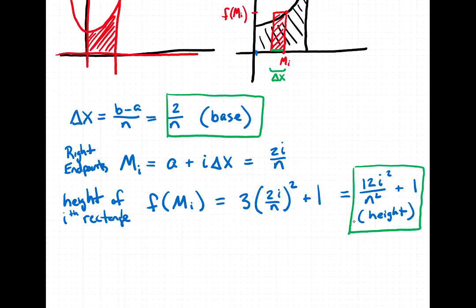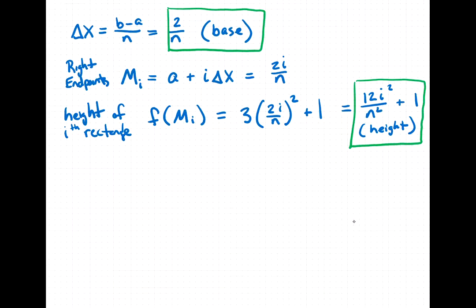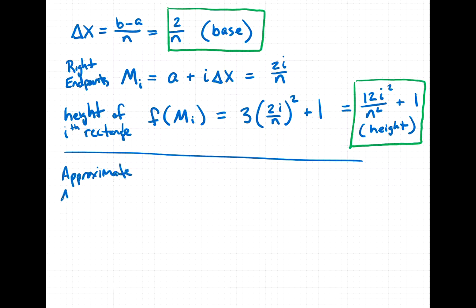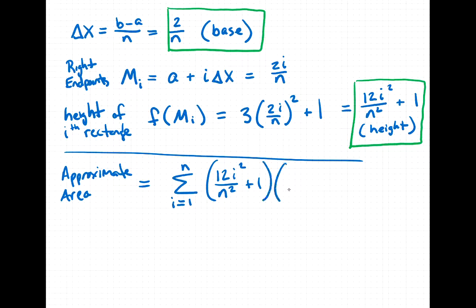All right, so now we could talk about adding all of those rectangles up. So the next thing we're going to do is the approximate area. So before we apply limits or anything like that, the approximate area is going to be equal to the summation i goes from 1 to n, because we're adding up the area of n rectangles, where the area of each one of those rectangles is the 12i squared over n squared plus 1, that's the height, times the 2 over n, that's the base. So height times base, or you could do base times height. The order doesn't matter because it's multiplication.